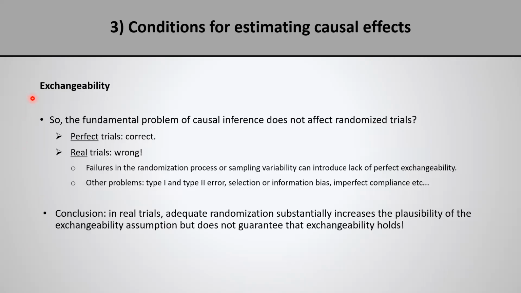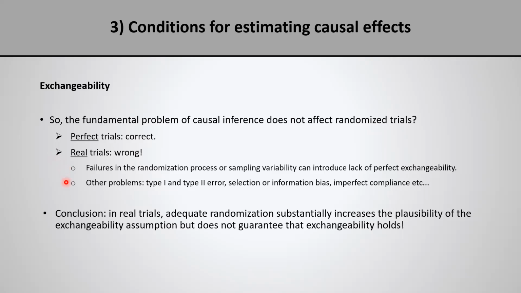So this example that we just discussed could lead us to the question of whether or not the fundamental problem of causal inference affects randomized trials. Well, if we had a perfect trial as the one we just discussed, that would be correct, because in this case, association equals causation. But in real trials, the answer is no, and this is because real trials have limitations, such as failures in the randomization process, or sampling variability, which can introduce lack of perfect exchangeability.